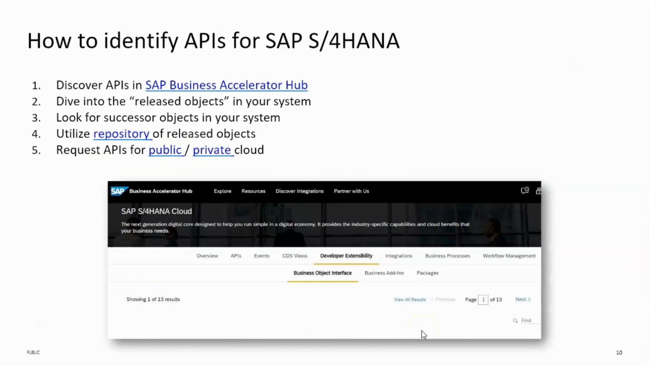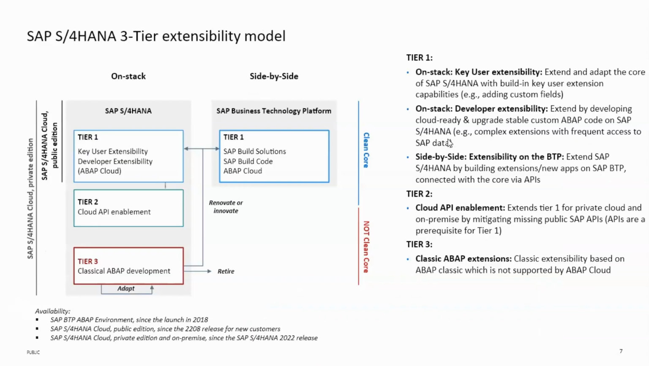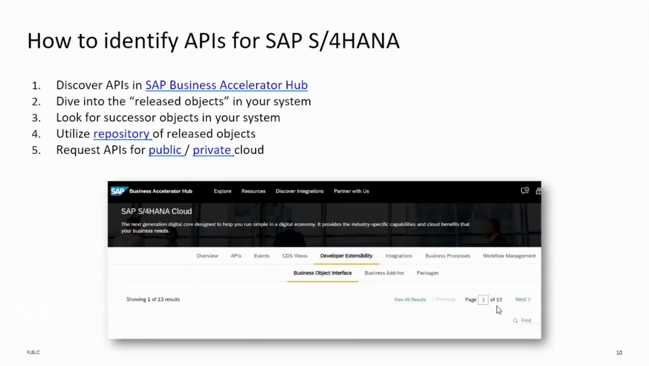Now, how to identify these APIs for SAP S/4HANA? If we go back to the slide from earlier, we are talking about this cloud API enablement. When we talk about cloud APIs, there are a lot of them in the Business Accelerator Hub. You can check that just by googling it. Dive into the released objects in your system, look for successor objects in your system, and utilize the repository of released objects. Then we can request APIs for public or private cloud.